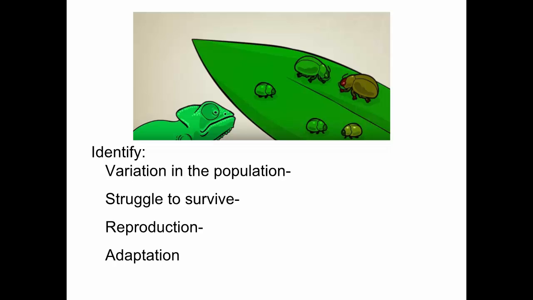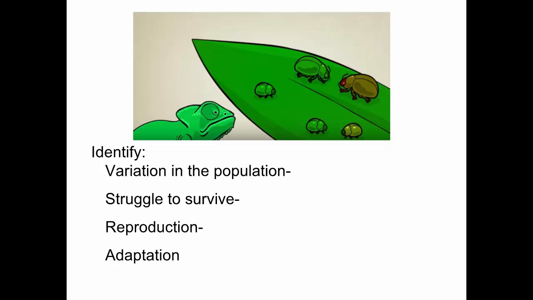So which ones may be more successful? Maybe the smaller ones. Maybe being larger makes you more likely to be eaten. Or the green ones. And being brown makes you more likely to be eaten. So if the brown ones are eaten, and the larger ones are eaten, which ones are going to survive? The smaller green ones. And if they survive, they can reproduce. What are their offspring going to be like? Green. Small and green. And over time, this whole population may evolve to being green and small.